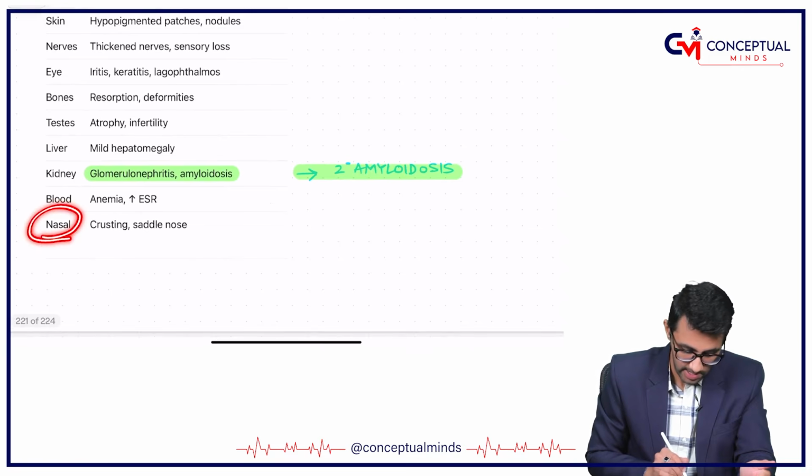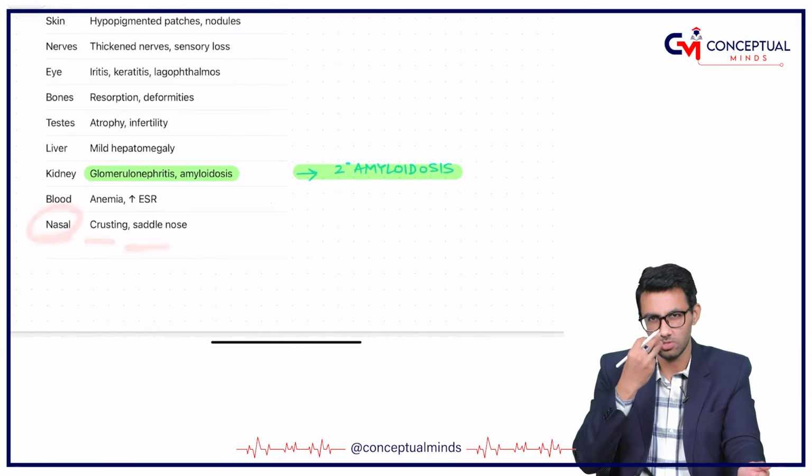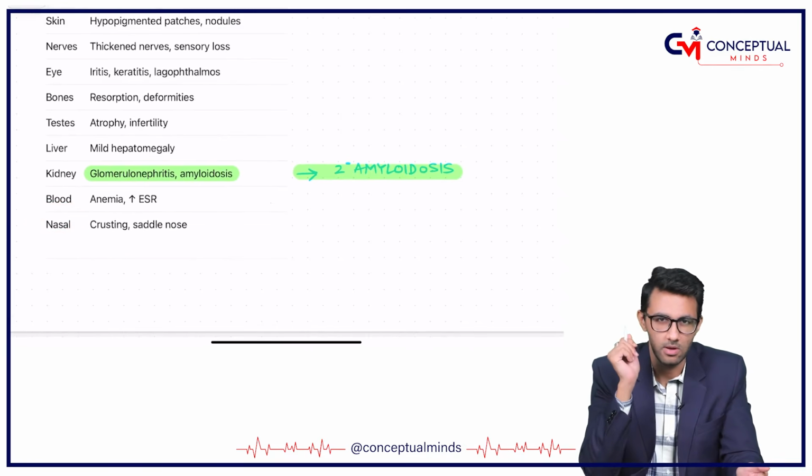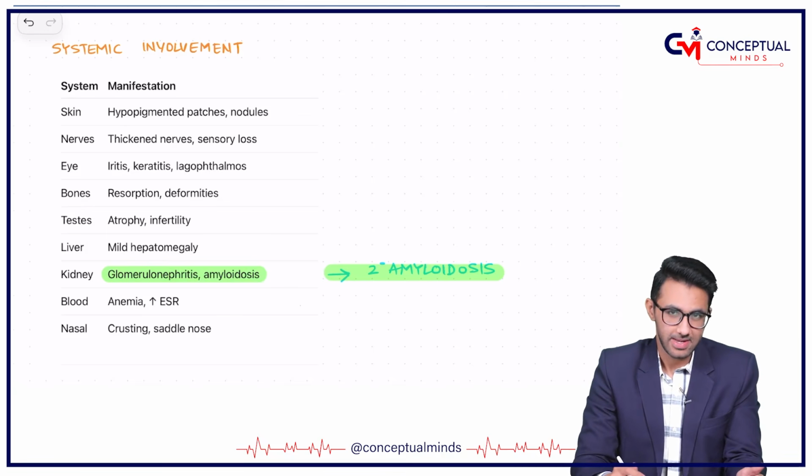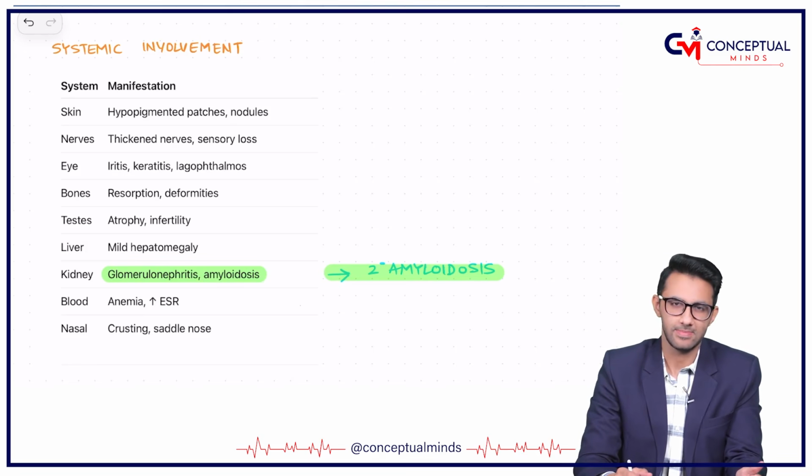And how about the nasal involvement? Nasal crusting, and there will be a saddle nose, because there is nasal septal perforation. There is almost loss of the whole nasal area. So that was all about the systemic involvement. The next topic we have is the Leprae reactions, so we'll be learning about that in a moment.